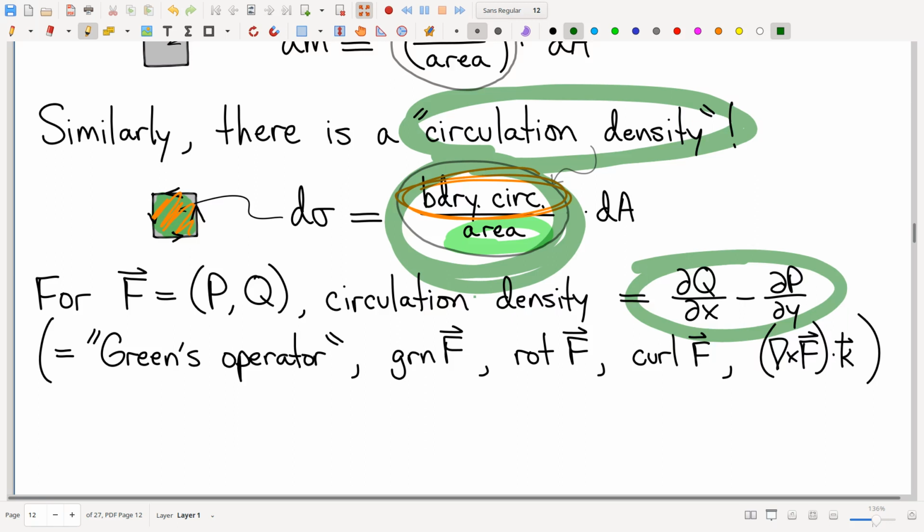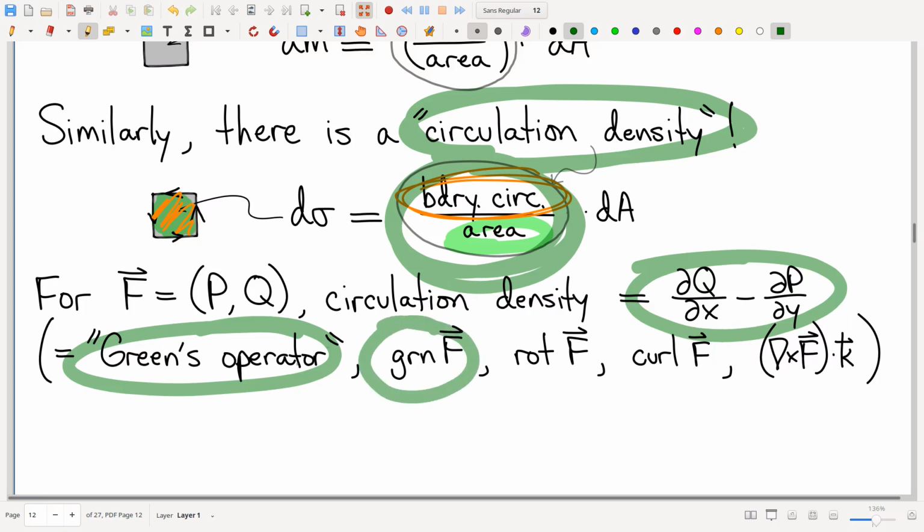This is the thing you can do integrals with to compute the total, just like population density, just like mass density. Now, the notations for this, there's a bunch of different creative ideas about what to call this. I like calling it Green's operator because this is a differential operator that is the critical element of Green's theorem. And so Green's operator seems pretty reasonable to me. I like to abbreviate that with GRN.